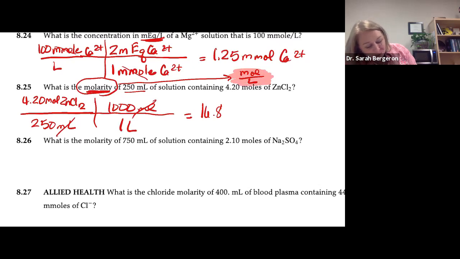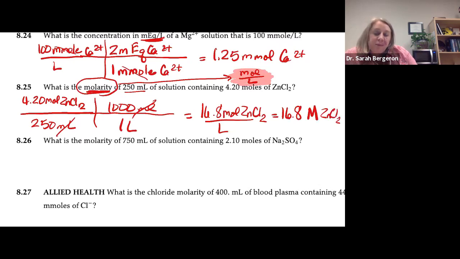16.8. What do we got? Moles ZnCl2 per liter. Now, that's one way to write it, but this is molarity. It's moles per liter. So a lot of times the way that we write this is 16.8 molar ZnCl2. So we just put a big M, and the big M represents moles per liter. So you have to be able to recognize both of them.